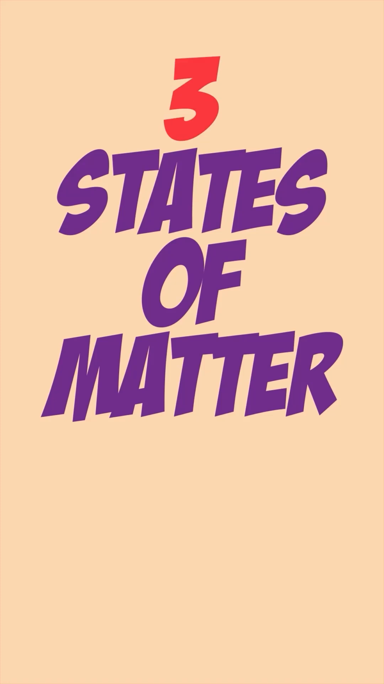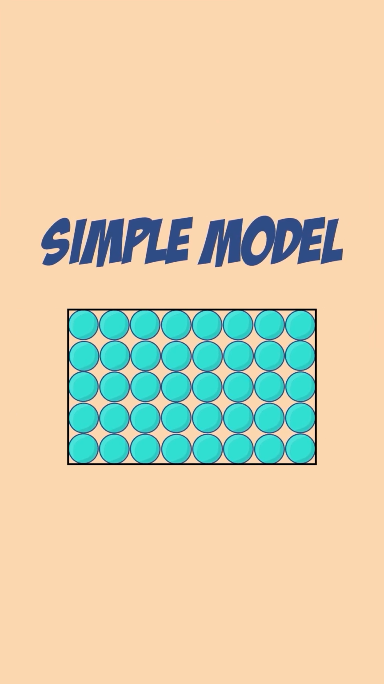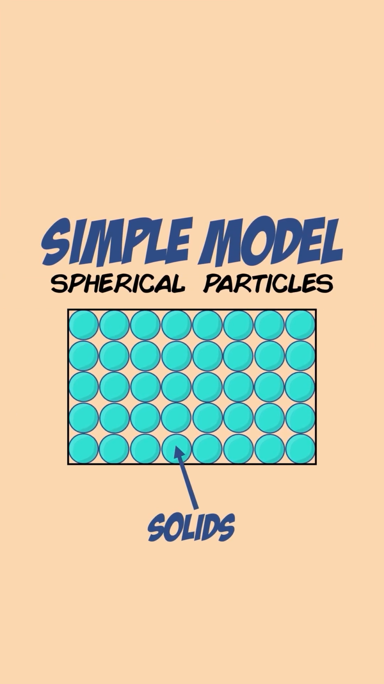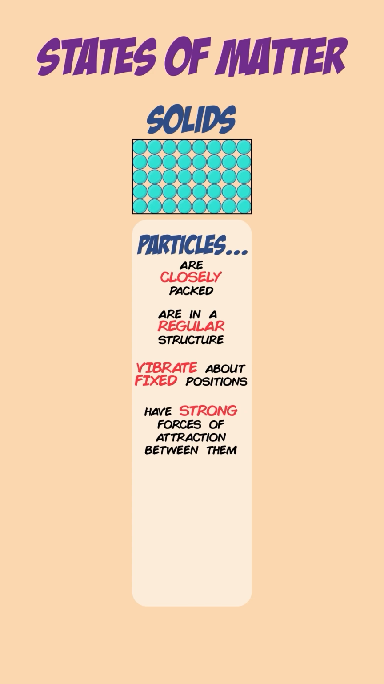There are three states of matter that you need to know about, and they're solid, liquid, and gas. They can be represented using a simple model which shows solids with spherical particles which are closely packed in a regular structure. These particles vibrate about a fixed position and have very strong forces or bonds between them. This means solids keep a fixed shape and cannot be compressed.